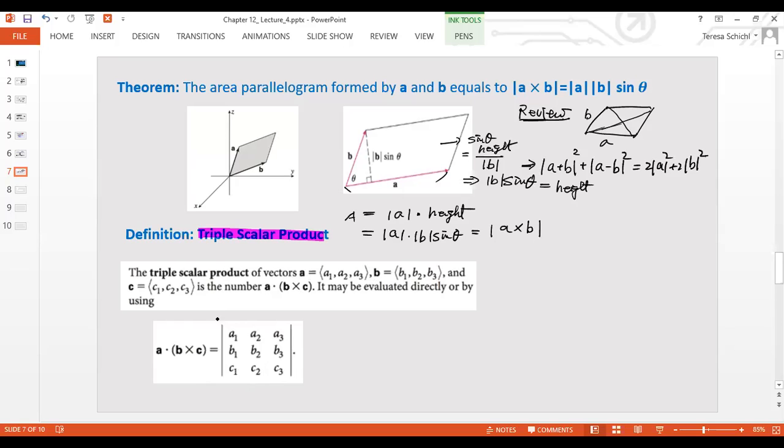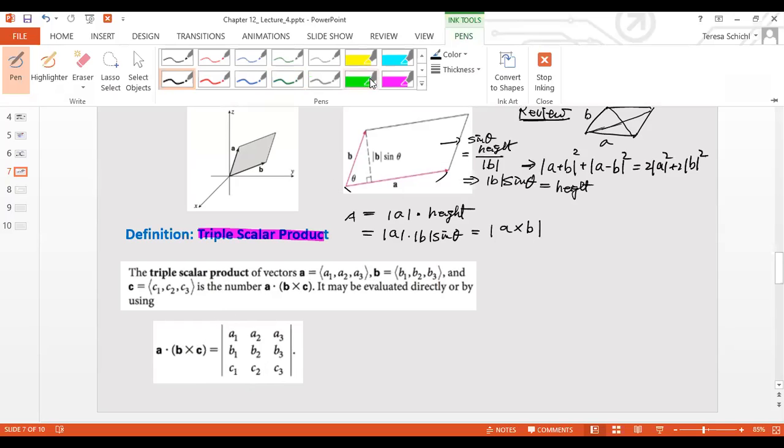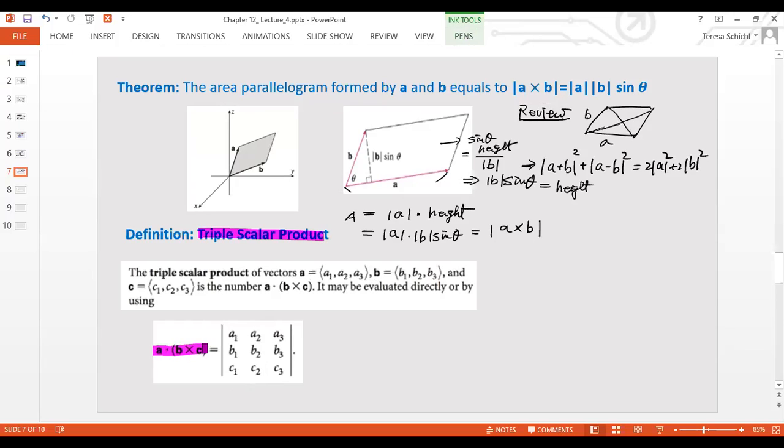If you use a cross product, you can say A dot product B cross C. This is the definition we call the triple scalar product. Now let's take a look: what are the geometry applications here?